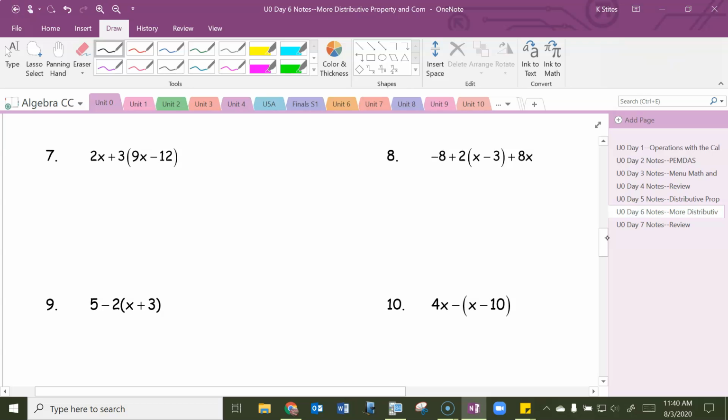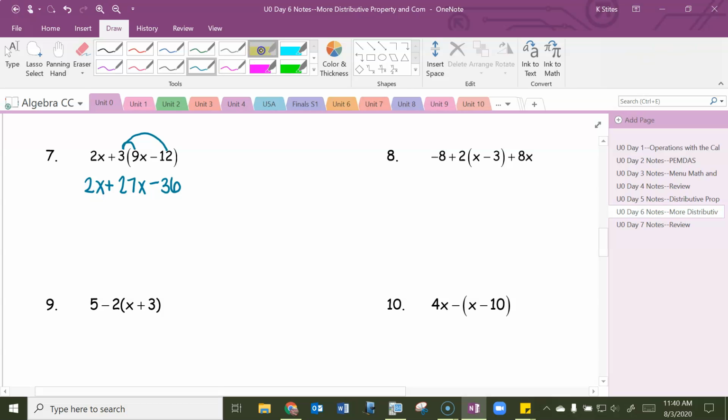Number 7, this is a little different, and that is because your parentheses come second. You still need to distribute first, okay? Even though that 2x is there, and you're distributing a 3. Okay, ignore the 2x for now. Distribute your 3. 3 times 9x is 27x. 3 times negative 12 is negative 36. And then bring down your 2x.